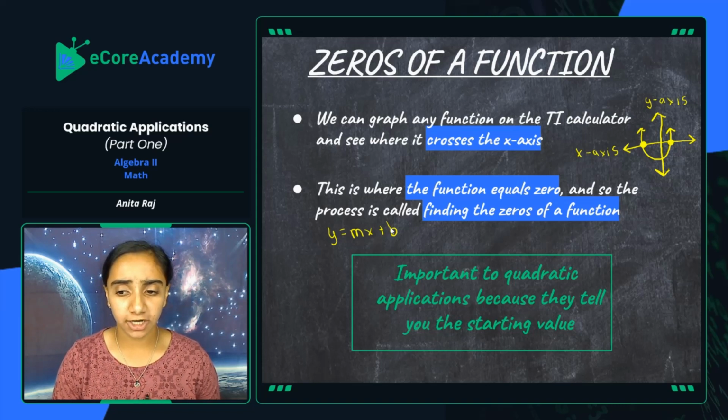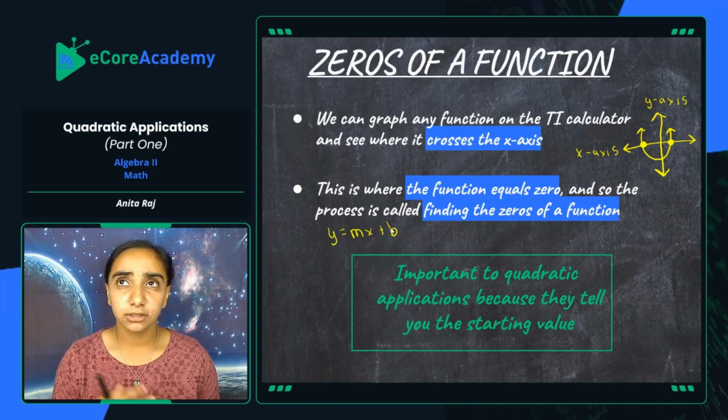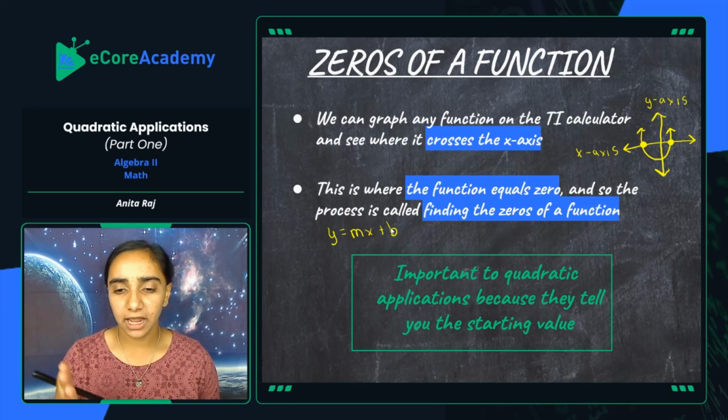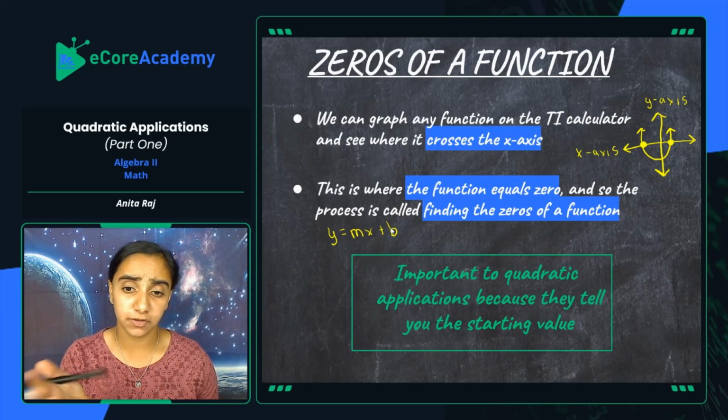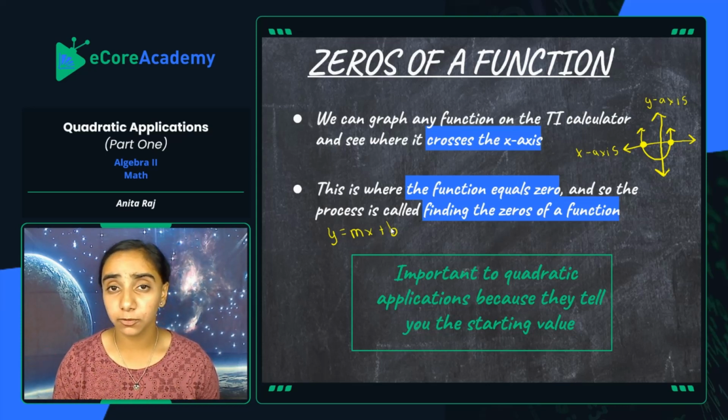It's important in quadratic applications because they tell you the starting value. So what does this mean? Let me reference a linear equation. Maybe it'll be easier for you to understand. So if we have the value b in this linear equation I've written on the screen, y equals mx plus b, oftentimes when we do word problems with linear equations, we see b as the starting value.